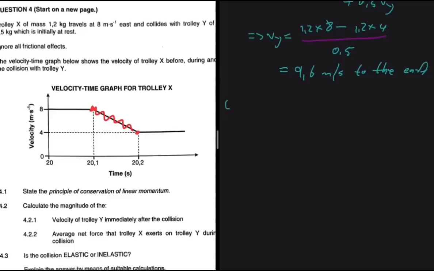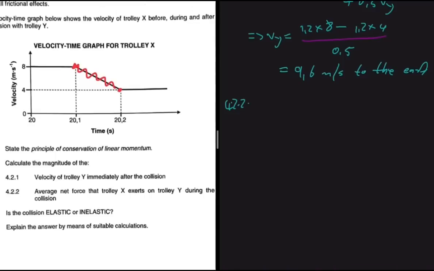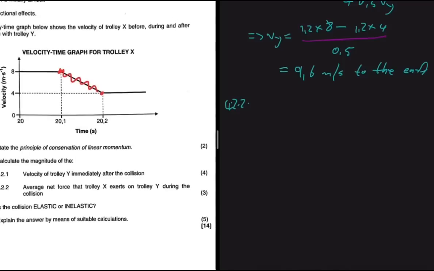And now let's do 4.2.2. It says let's find the average net force that trolley X exerts on trolley Y during the collision. We already know that after the collision, trolley Y is going to move to the east, right? So the direction of this net force should also be to the east, irrespective of the sign we're going to get in our calculation, because the sign is going to depend on which body you use. Are you using trolley X or trolley Y? But that shouldn't have an effect on the magnitude, right?